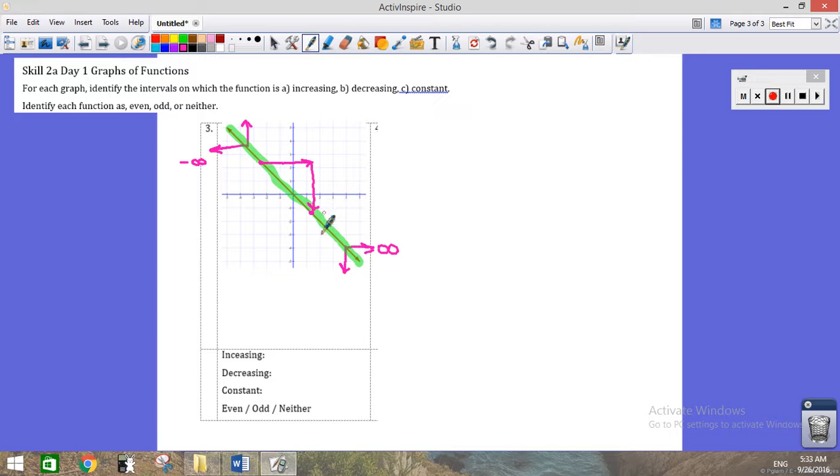Down is negative. So for this graph, from negative infinity, that's when we entered on the left, all the way through to positive infinity, this function has decreasing y values. The output of the function is decreasing. It is never increasing. It is never constant.